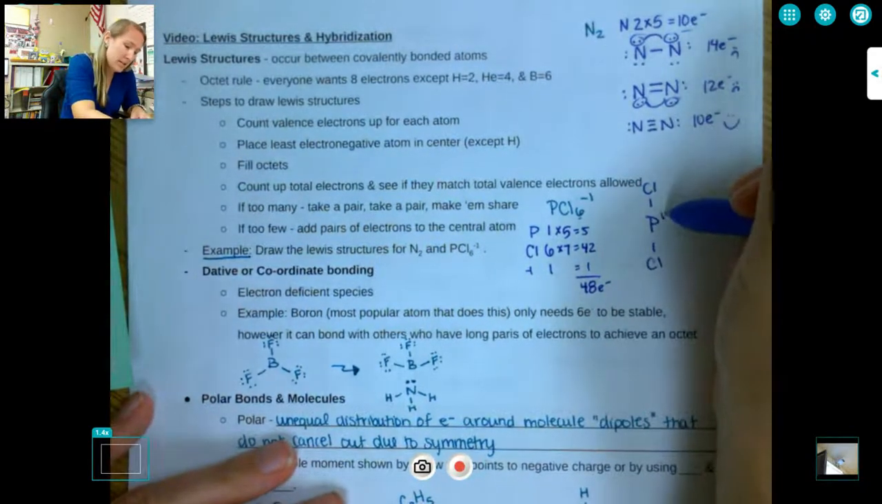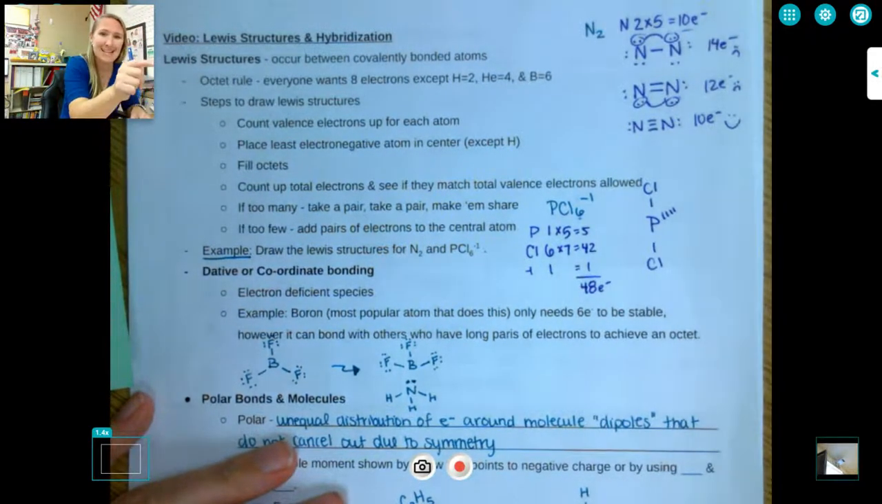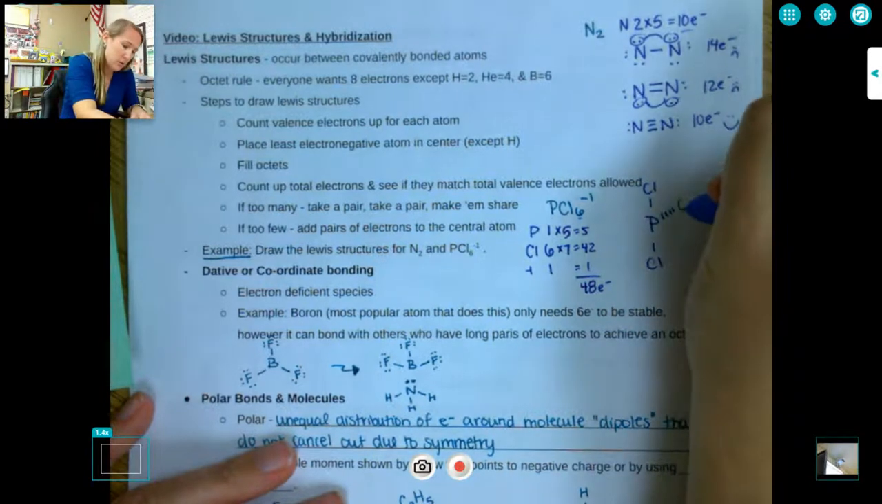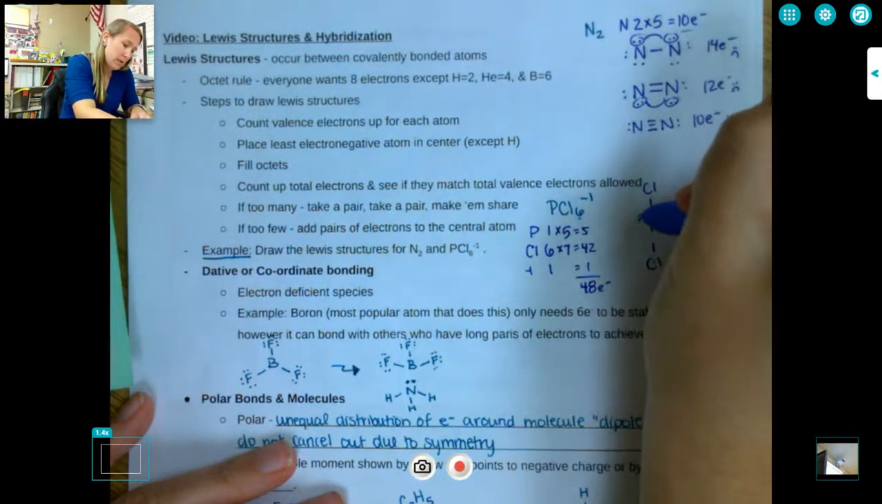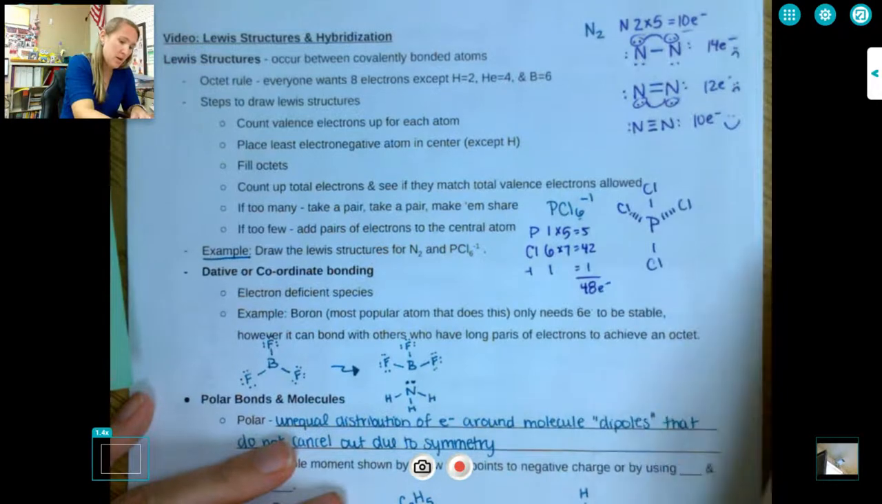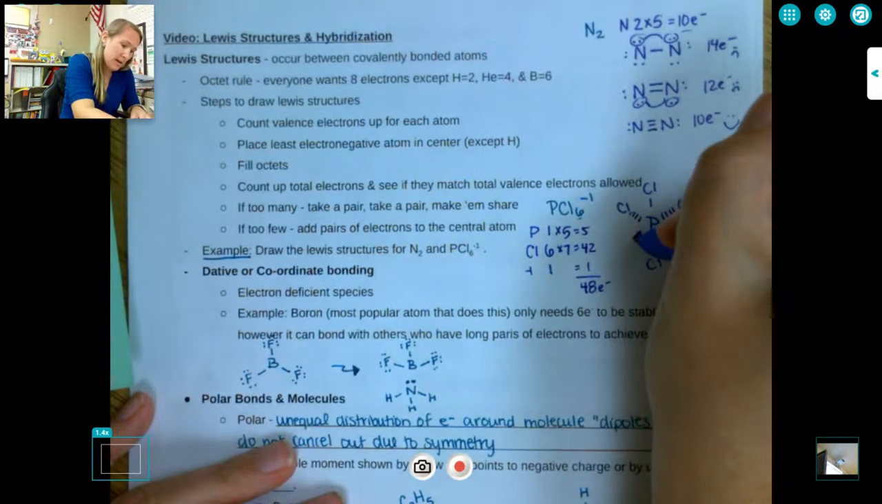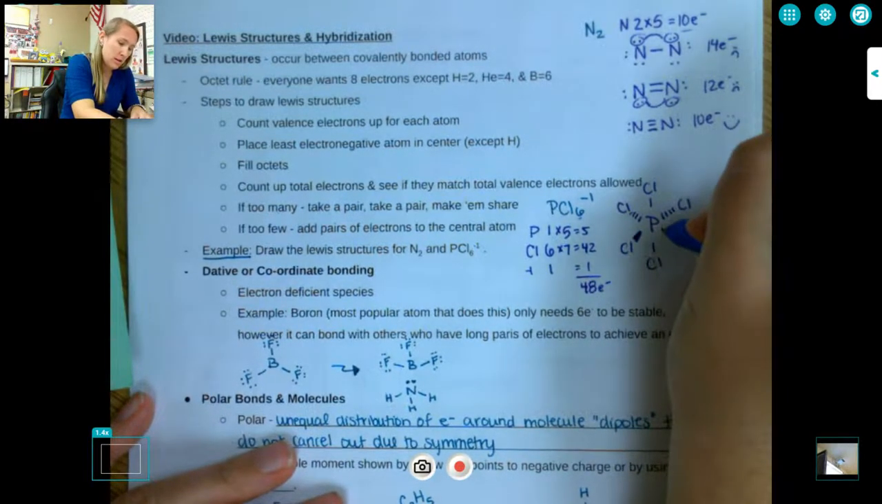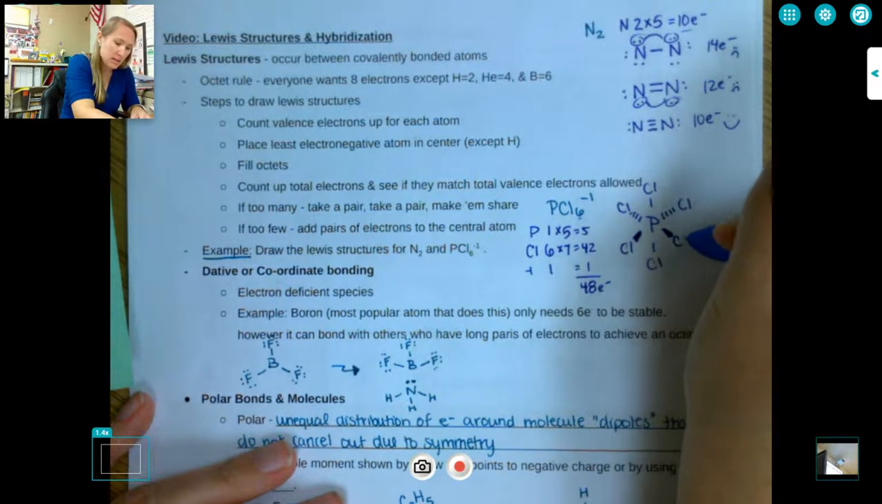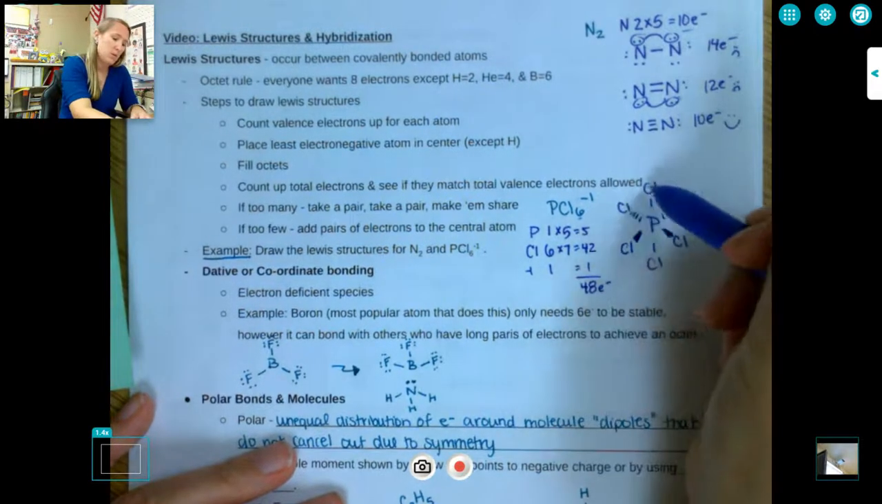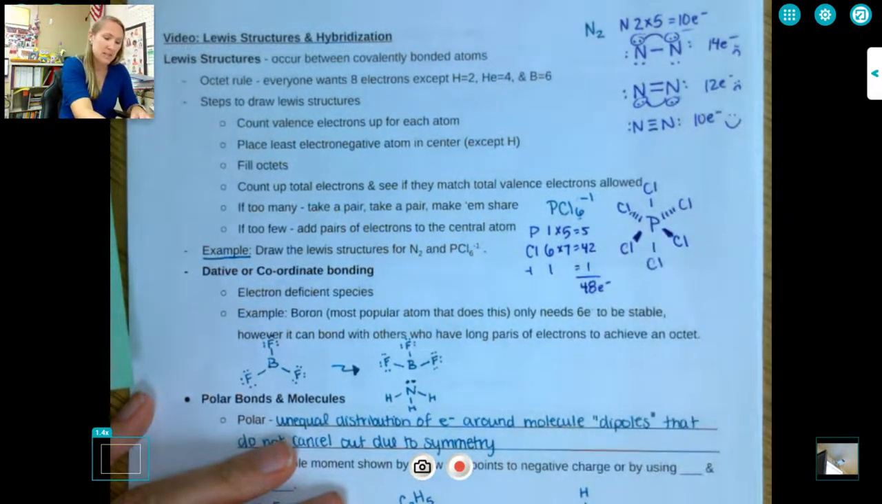We draw a dashed line to show things going back into the page. So chlorine going back here. I'm going to put another chlorine going back here. And then we'll have 1 coming out at us here and 1 coming out at us here. So 1, 2, 3, 4, 5, and 6 chlorines.